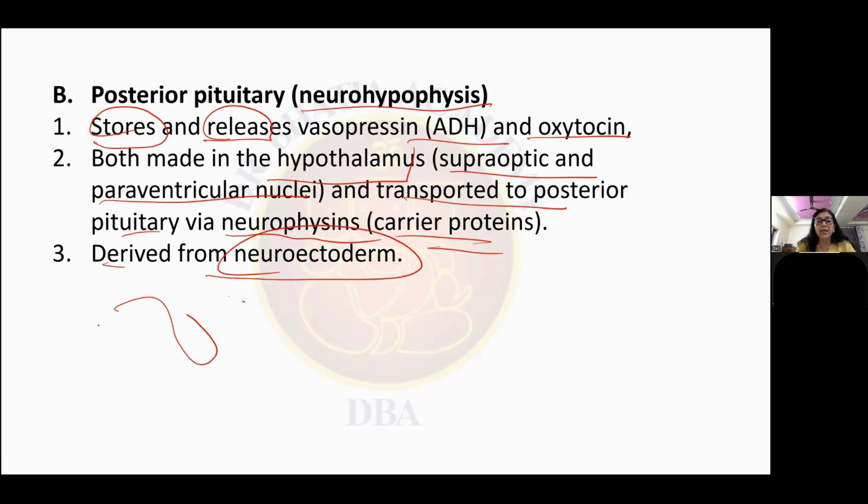We just saw that it comes down, whereas Rathke's pouch is invaginating. This is downvaginating.